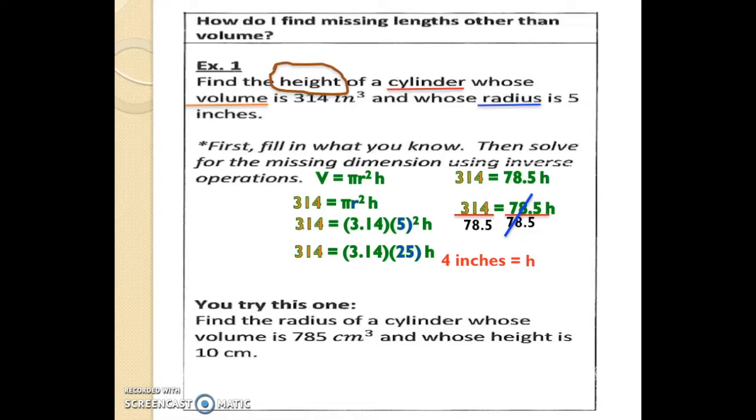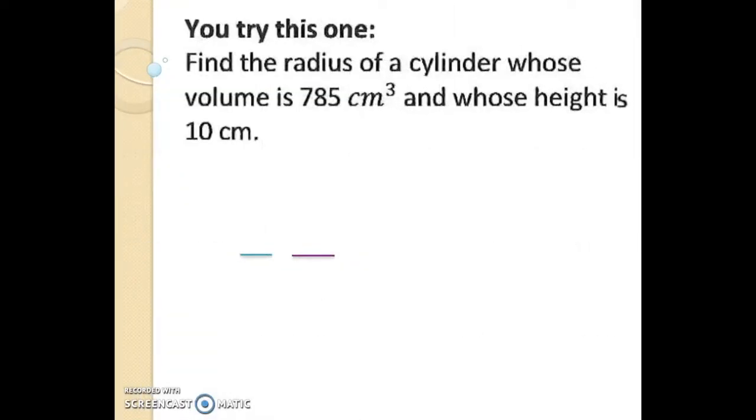It wants you to find the radius of a cylinder whose volume is 785 centimeters cubed and whose height is 10 centimeters. Okay, let's see what you got.